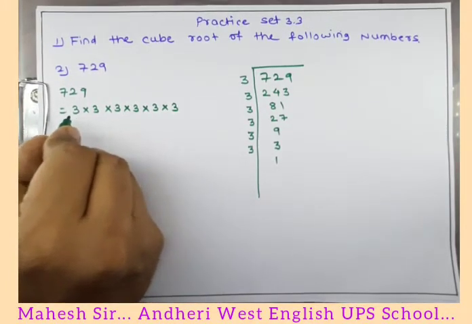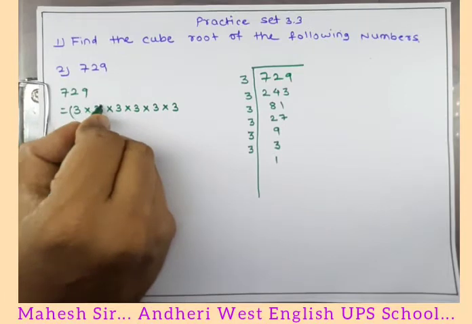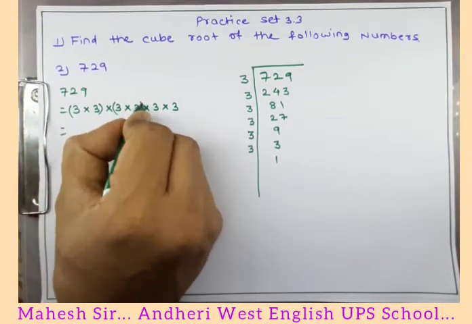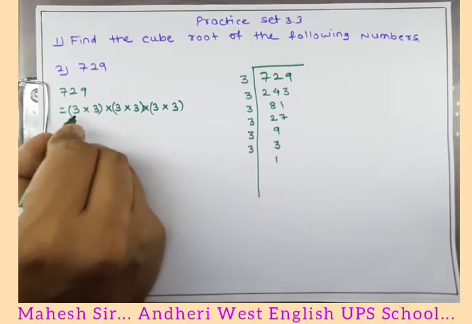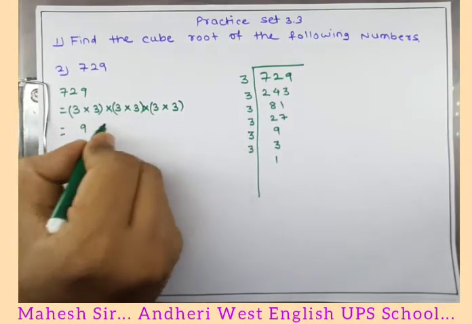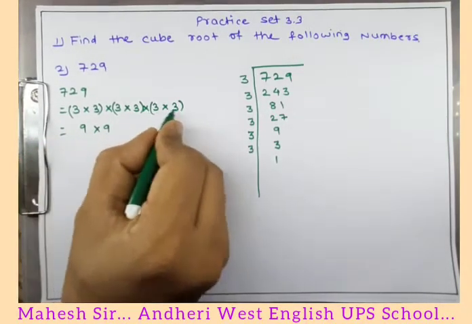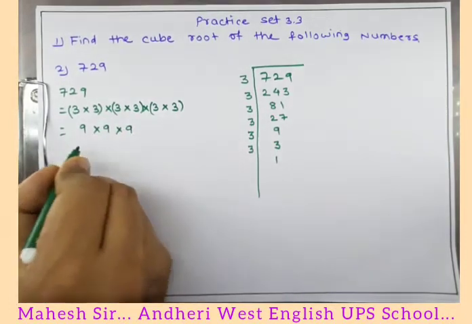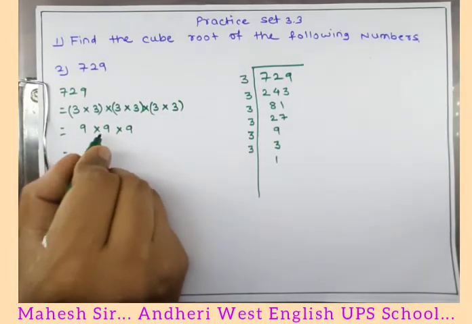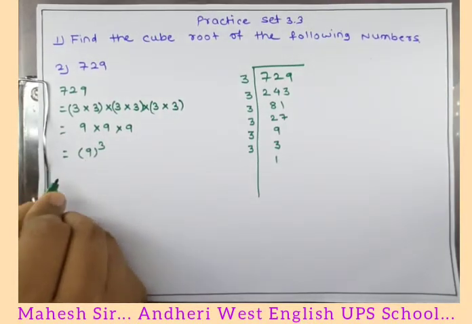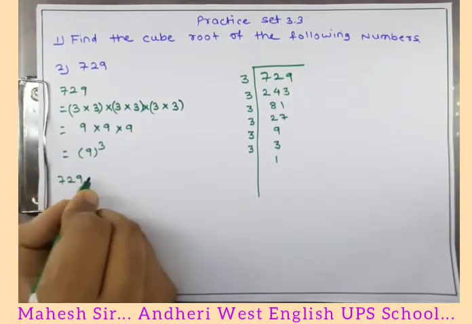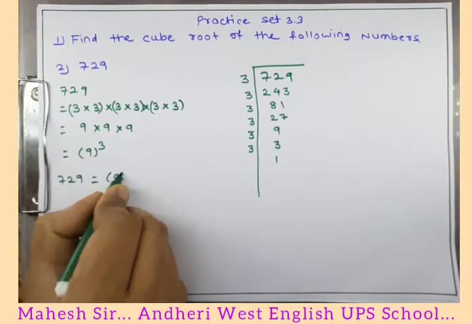Let's say I will make a group of 1, then 2, and then 3. So I will write 3 into 3, that is 9, 3 into 3, that is 9, 3 into 3, that is 9. So 9 into 9 into 9, that is 9 cube. So 729 is equal to 9 cube.